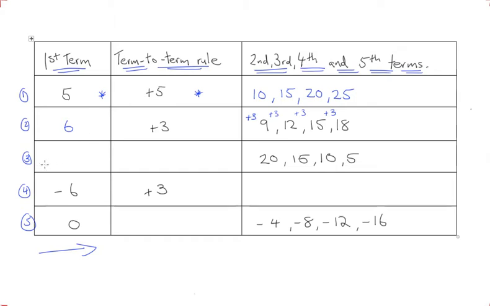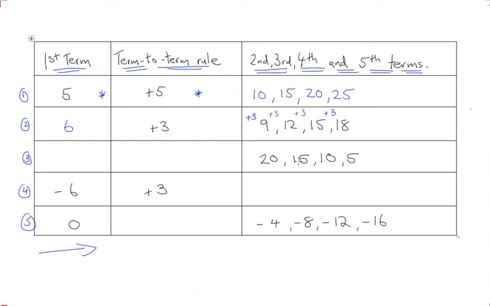So the third one is a little trickier because we don't know the first term and we don't know the term-to-term rule. However, we've done sums in the last few days where we didn't know the term-to-term rule, we didn't know the pattern, but we were able to figure it out. So let's look at the second, third, fourth, and fifth terms and see if we can figure it out.